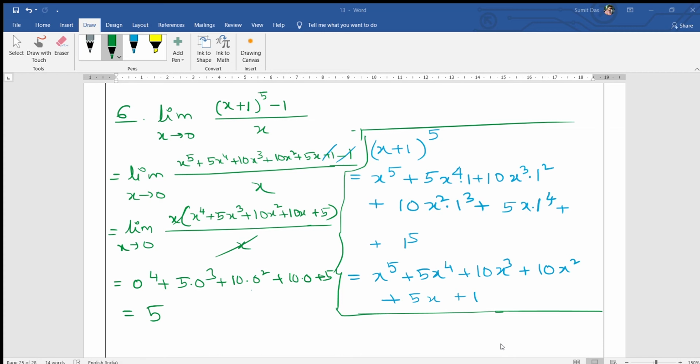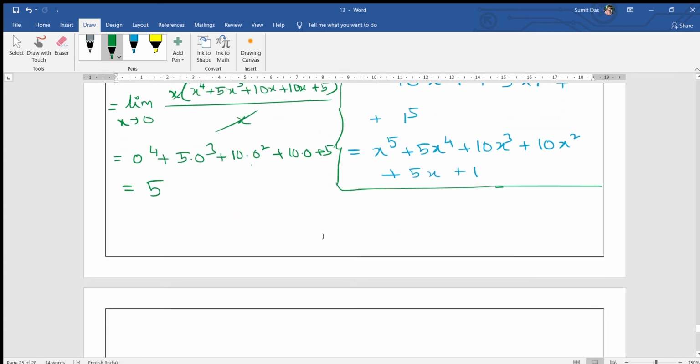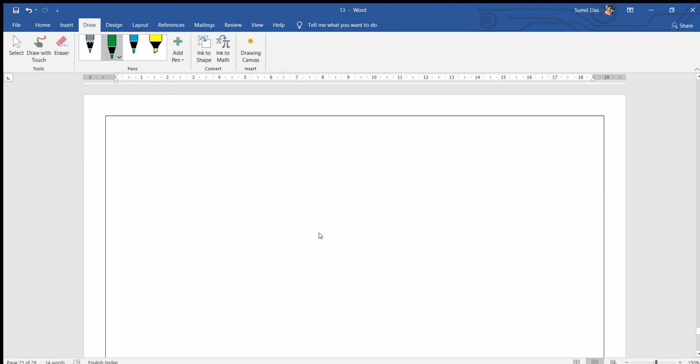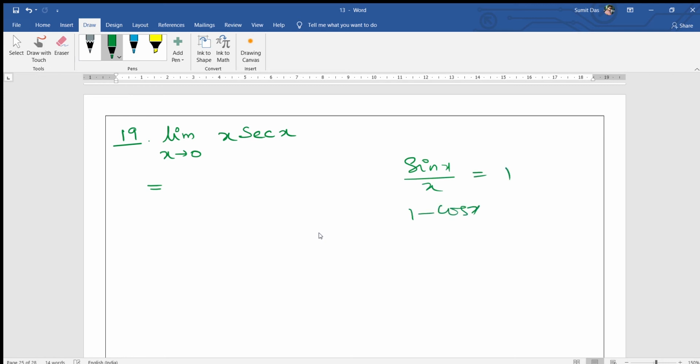Okay, question number 19, fine. Question number 19 is given: limit x tends to 0, x sec x. Now whenever trigonometry is there, trigonometry we only know three formulas, right? One is sin x by x equal to 1, and 1 minus cos x by x equal to 0, and tan x by x equal to 1. I'm not writing the limits, all are limit x tends to 0.